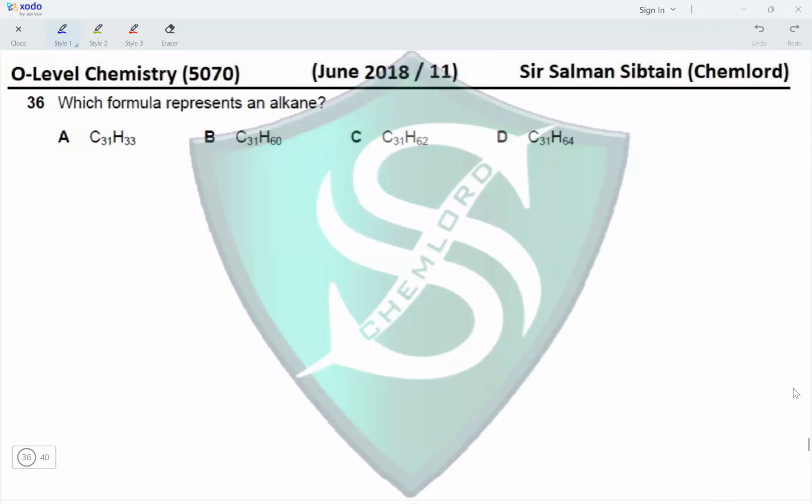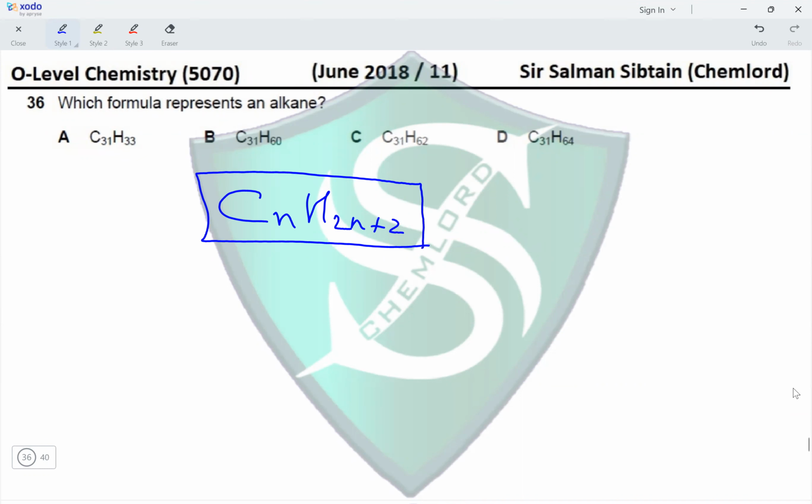Question 36. Which formula represents an alkane? An alkane has a general formula CnH2n+2. So what we need to do is calculate the number of hydrogens based on the number of carbons present. So 31 times 2 is 62, plus 2 is 64.